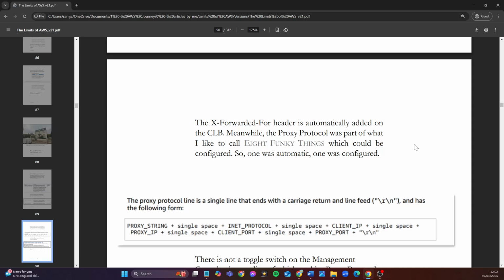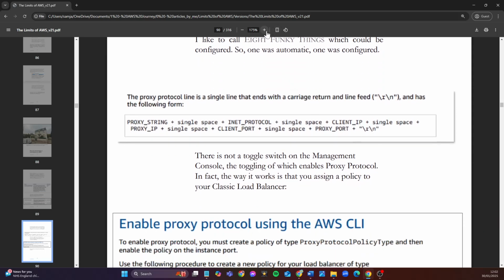The X-Forwarded-For header is automatically added on the CLB. Automatically. Meanwhile, the Proxy Protocol was part of what I like to call the 8 funky things which could be configured. So one was automatic and one was configured. Let's take a look at this.